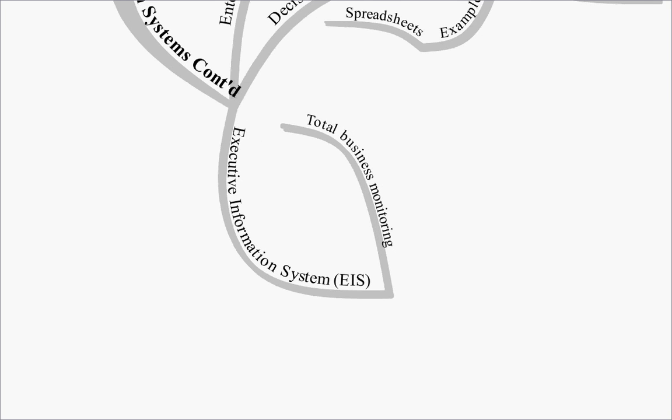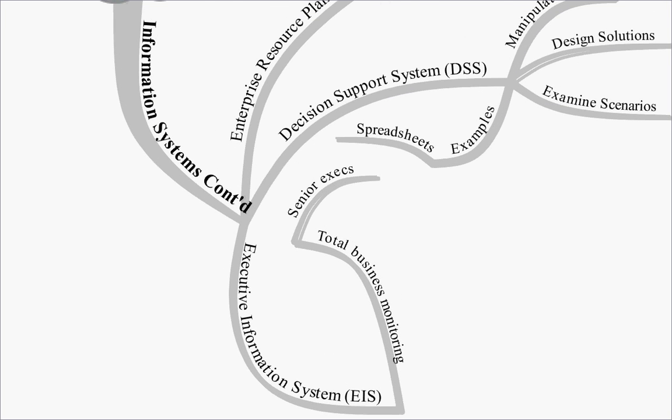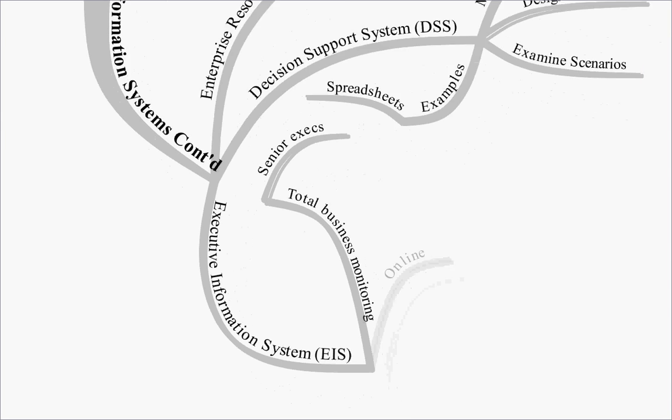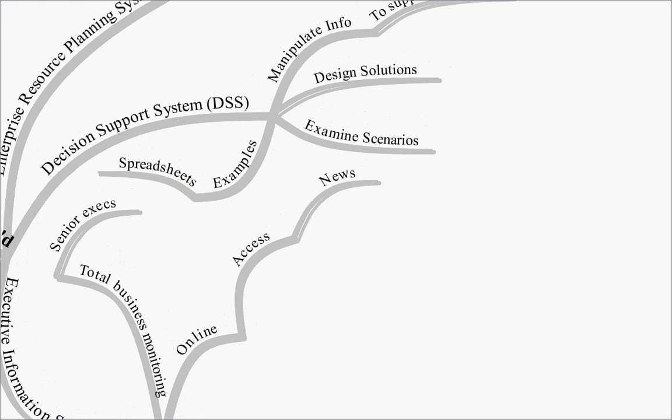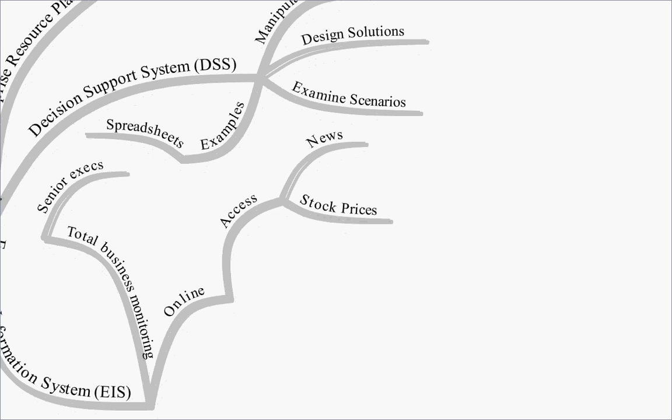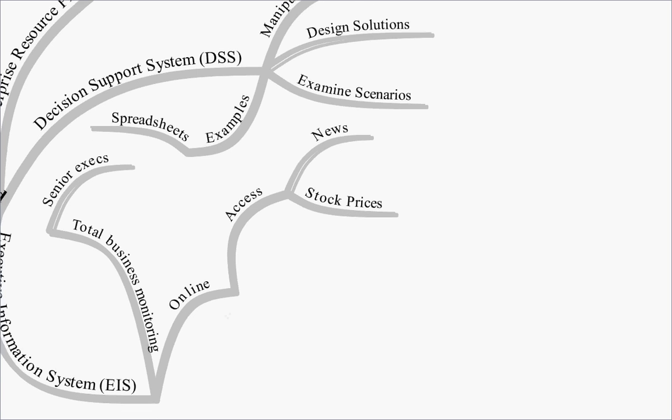An executive information system then, EIS, well, this is total business monitoring for senior executives. Okay, so they need plenty of information in order to support the decisions that they're going to make. It's online generally, and it'll have access to both news and your stock price, the two things that executive managers need to be concerned with.